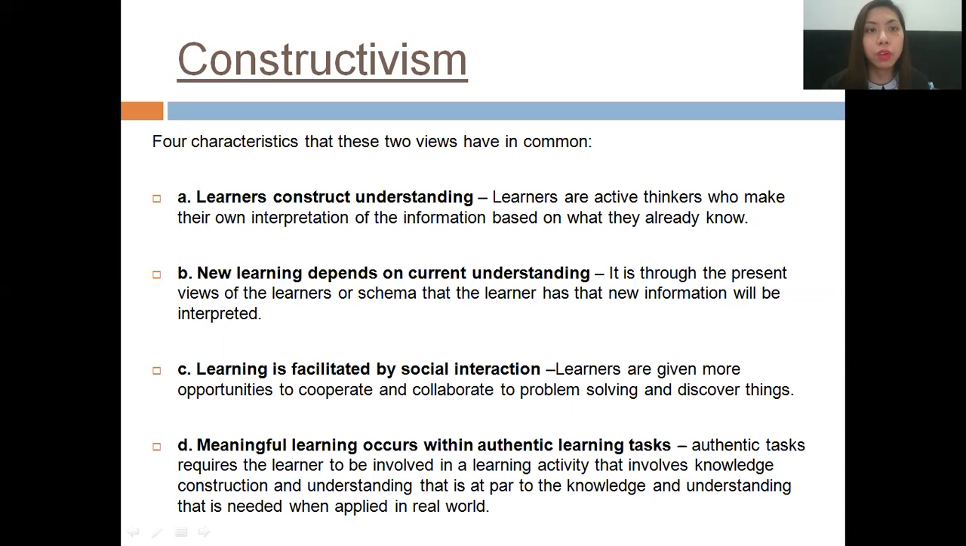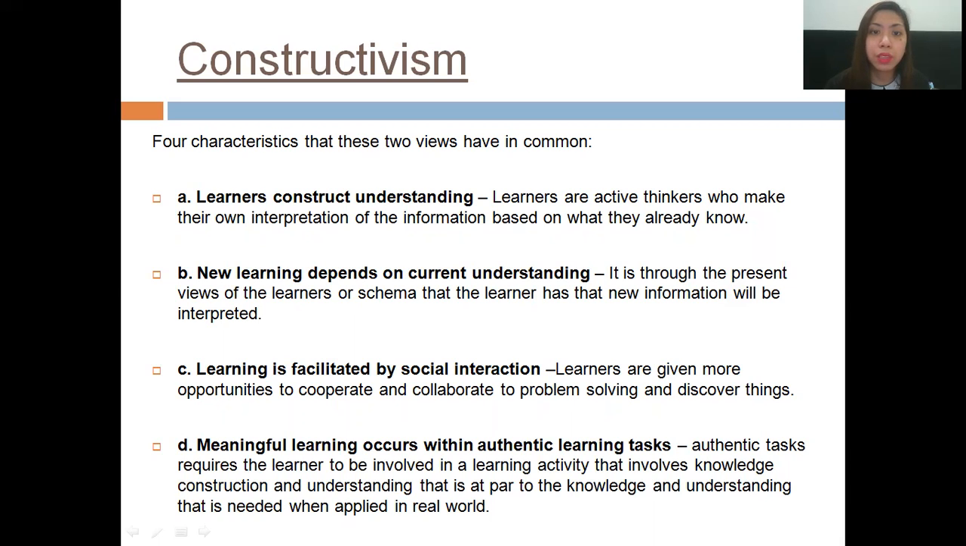There are 4 characteristics that these two views have in common. First, learners construct understanding. Learners are active thinkers who make their own interpretation of the information based on what they already know. They construct knowledge in a way that makes sense to them.